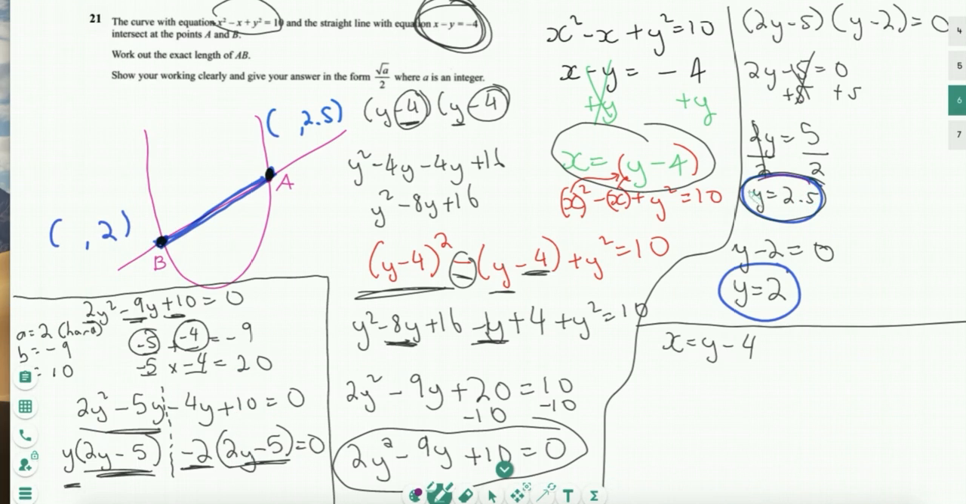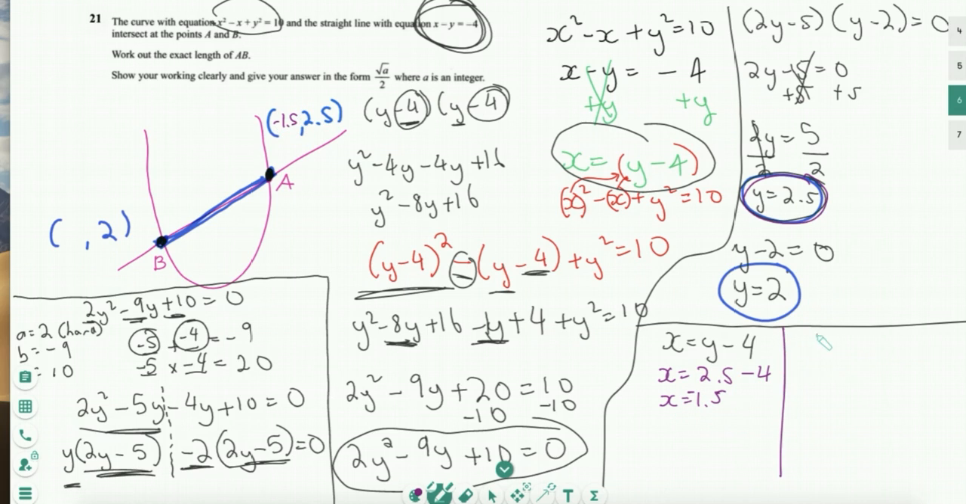So we'll replace y with 2.5. So x is equal to 2.5 minus 4. X is equal to minus 1.5. So when y is 2.5, x is negative 1.5. So this is minus 1.5.